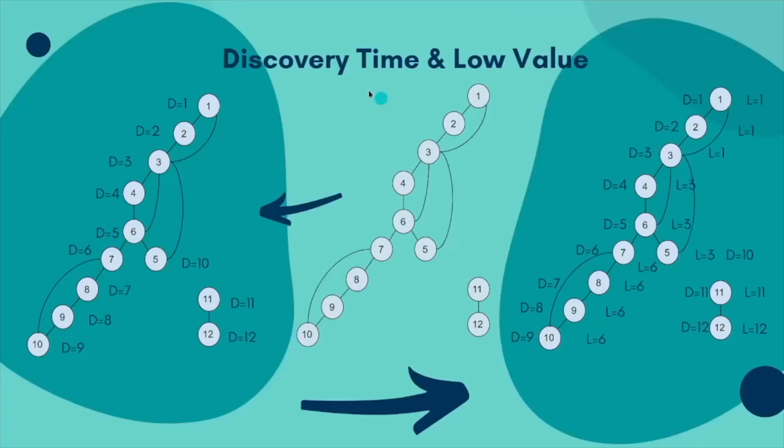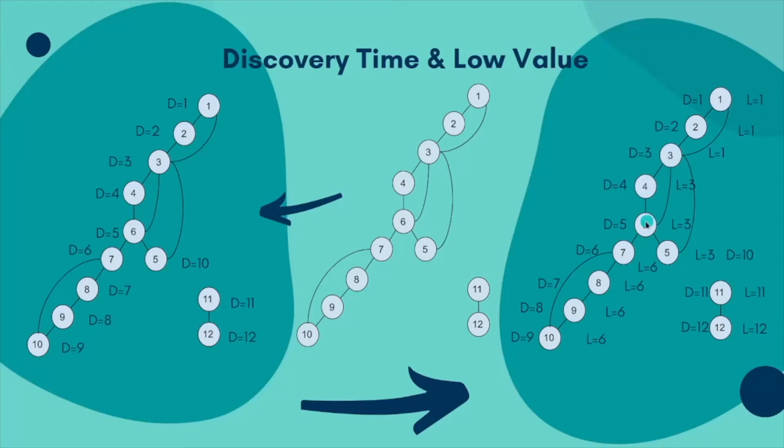Now from this spanning tree, we have to find the discovery time for each node, and also the low value of each node. Here, the low value for a vertex means the lowest discovery time found after going through a back edge in the spanning tree. So the first node is 1, and the discovery time of 1 is also 1. Then we visit 2, so the discovery time for 2 is 2. After that, we go to node 3, and here the discovery time is 3. Following this, the discovery time of node 4 is also 4.